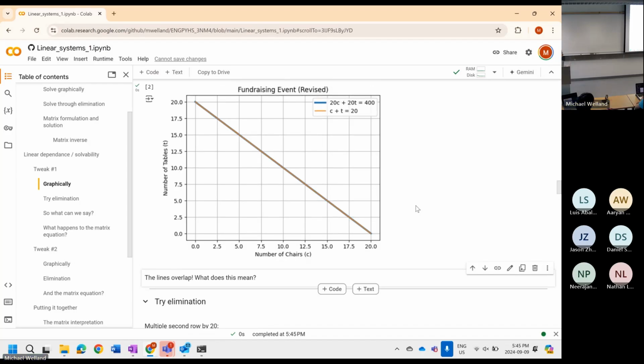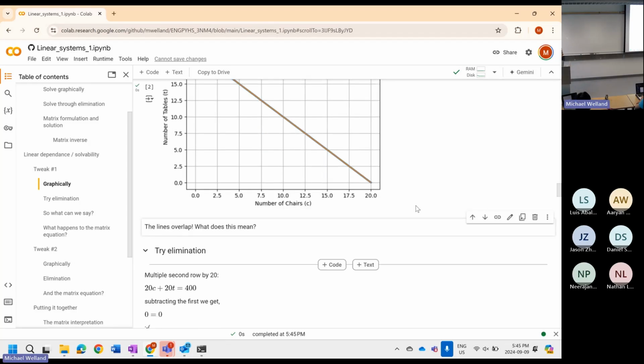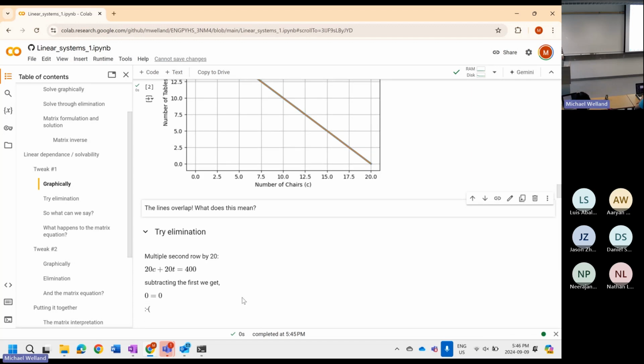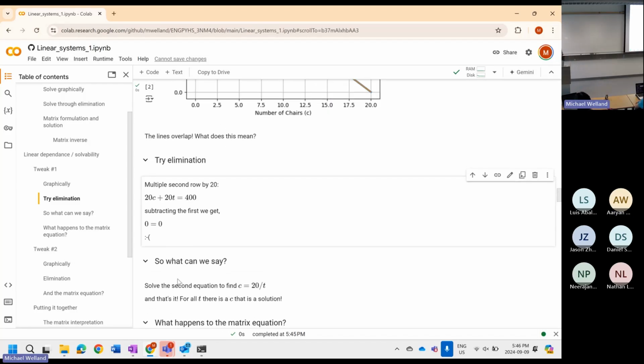What's that? Minus 100,000 plus 100,000 and 20, right? Okay, so when we try elimination, what we're going to get is the same equation. We plug those in and we get good old 0 equals 0, which is trivial and not very useful or informative. So what that means is that, yes, in fact, we have an infinity of solutions, and for any C, there's a corresponding T for which this is satisfied.